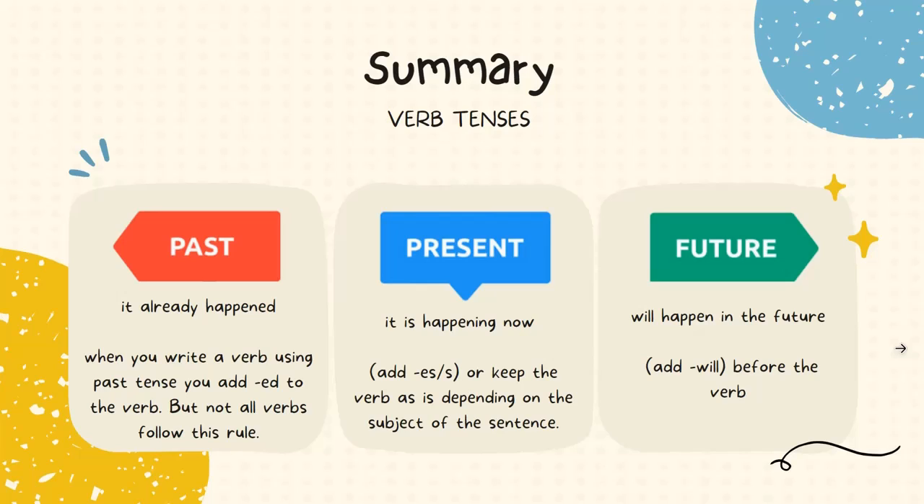It means it is happening now. When you write a verb in the present tense, you add es or s or keep the verb as is depending on the subject of the sentence. The last one is the future tense. It means it will happen in the future. Here you will add will before the verb.